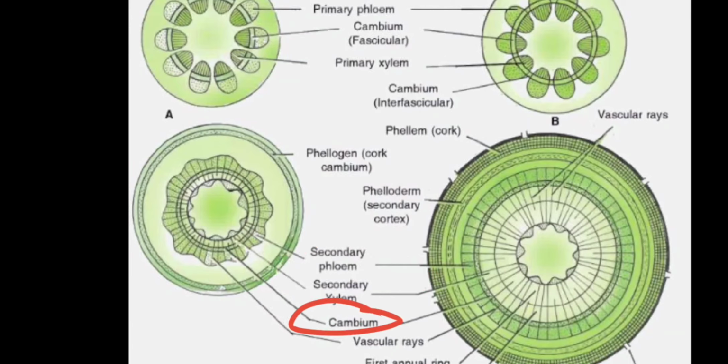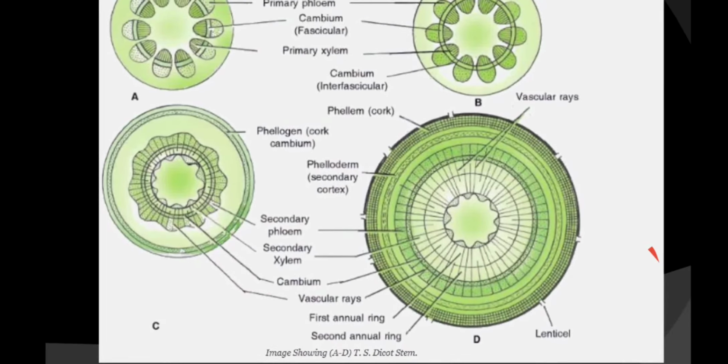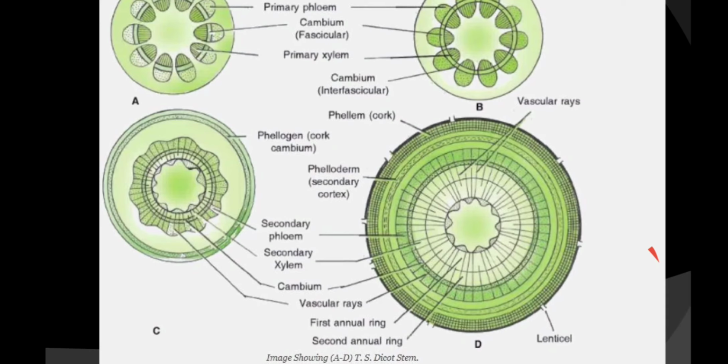Now the next activity is the cork cambium. So later in the life there is cork cambium also. Cork cambium forms outer cork and the inner phelloderm. Phelloderm means secondary cortex. The outer cork is also known as phellem, and inner phelloderm, and in between there is a cork cambium. Cork cambium is known as phellogen.